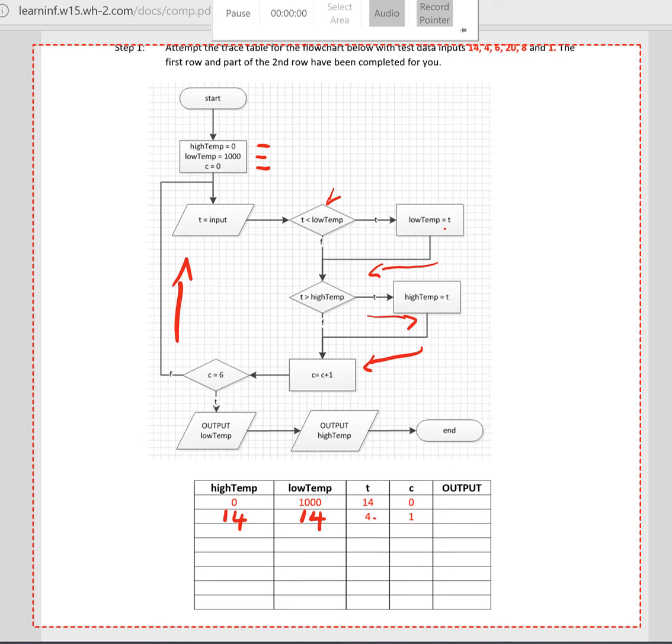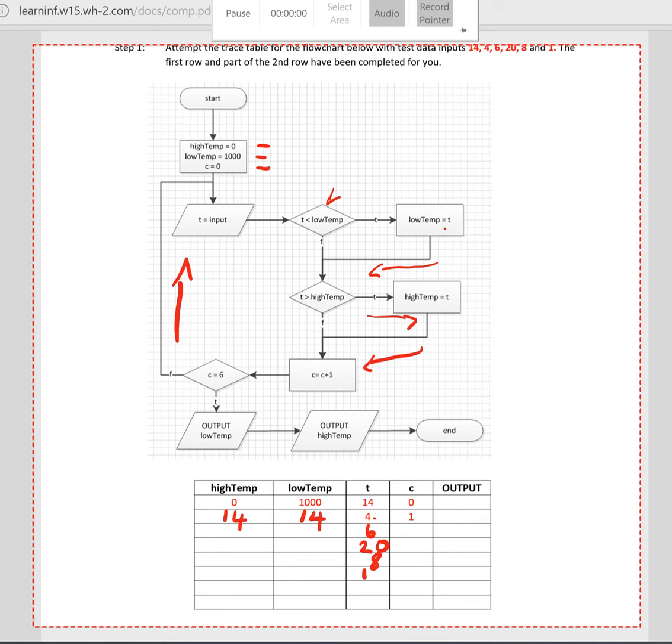input of 4. Okay, so I'm going to do that with several inputs. I'm just going to put this column in here so I can remember what my inputs are. 6, 20, 8, and then 1. So those are my inputs. And I now trace through the table.